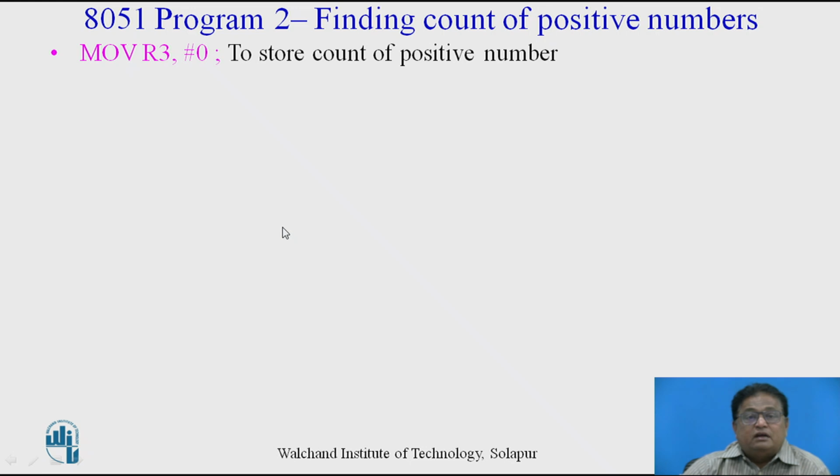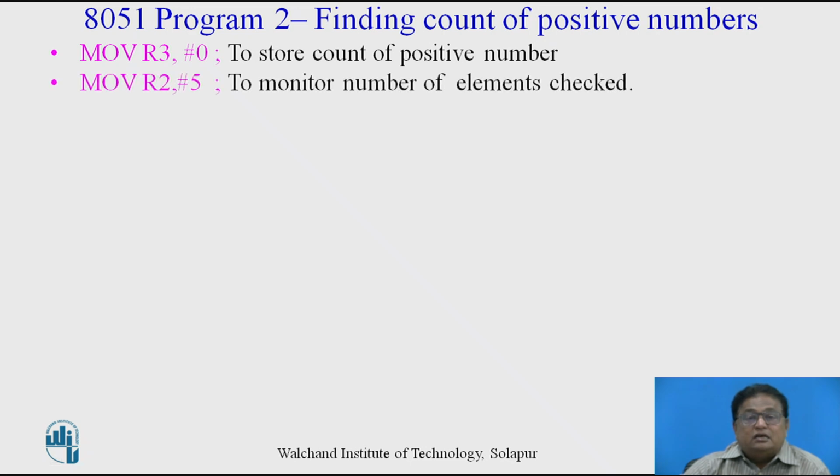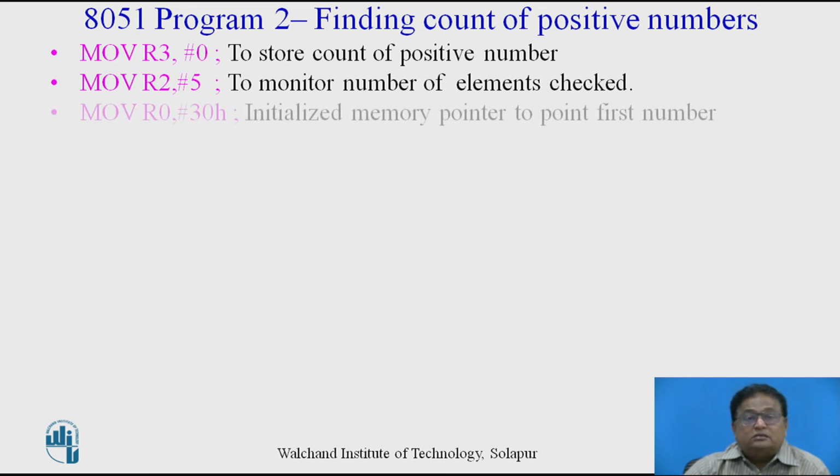Now here the R3 register is used to store the count of positive numbers, that is nothing but the result. Then the R2 register is used as a loop counter, which is initialized with the value 5 because we are considering 5 elements in the given array. Then R0 we are initializing with the address 30, which we use as a memory pointer.